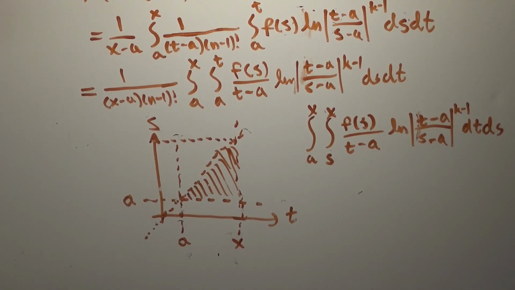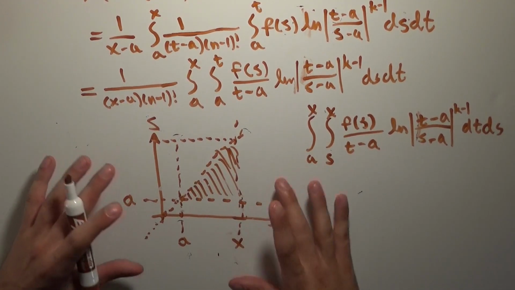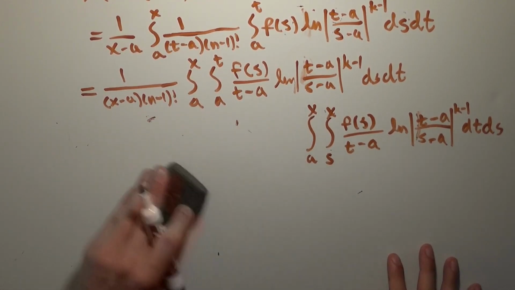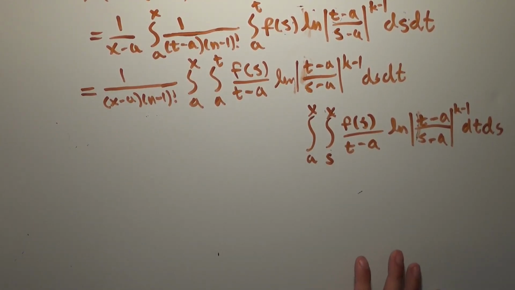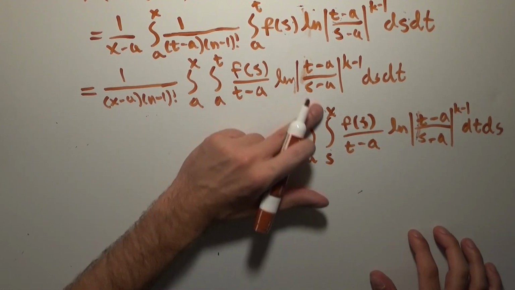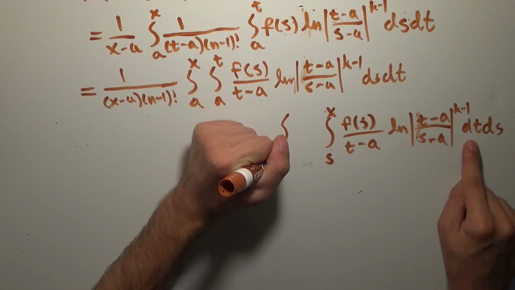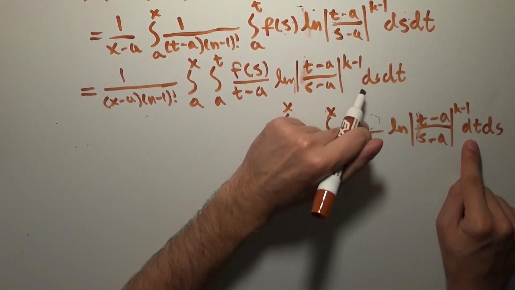I hope that wasn't too confusing. It's a little iffy to try and draw something and then explain how you're exchanging the bounds, but if you know how to do that from multivariable calculus, then you're probably fine. But now what's good about this is we can factor out the f of s, because now we're integrating with respect to t first, so it's a constant right now, and so we can just factor that out entirely.